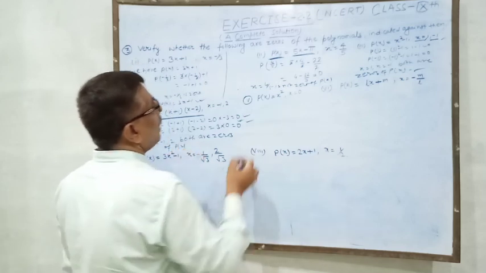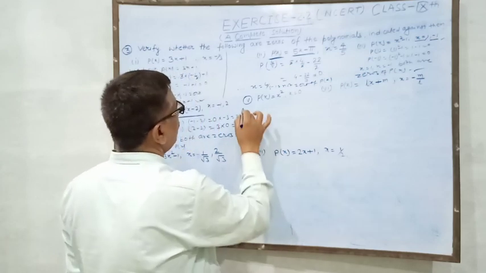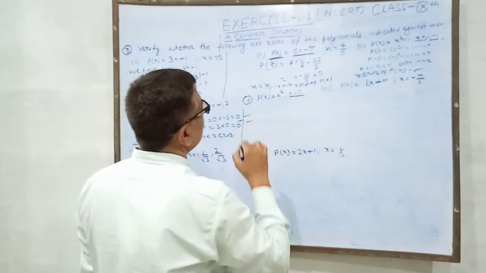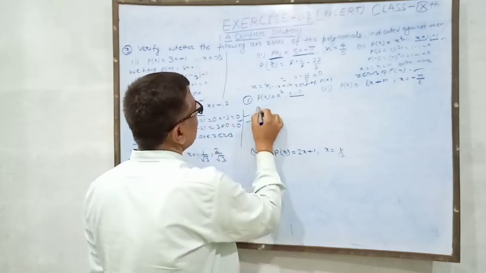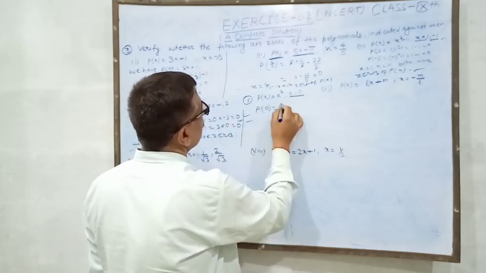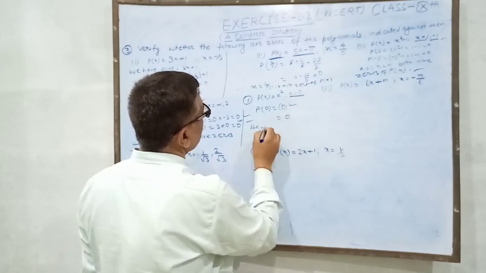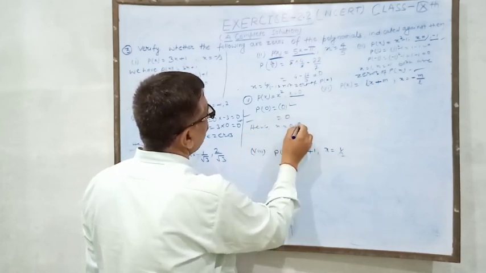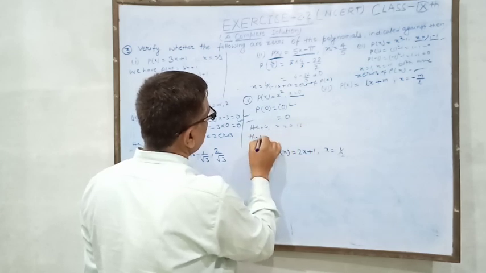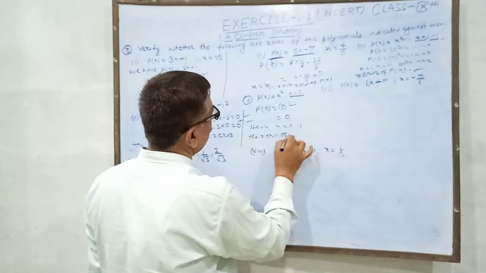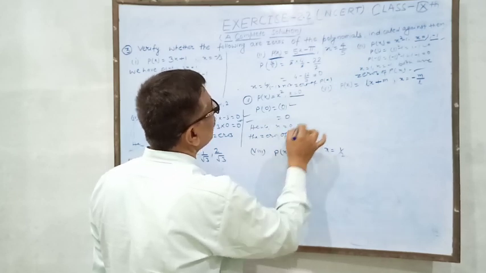And I am reaching to the question number 5 solution. Okay, x is equal to 0. Is it the 0 of the given polynomial? P of 0 is equal to 0 square, and it is 0. Hence x equal to 0 is the zero of p of x.